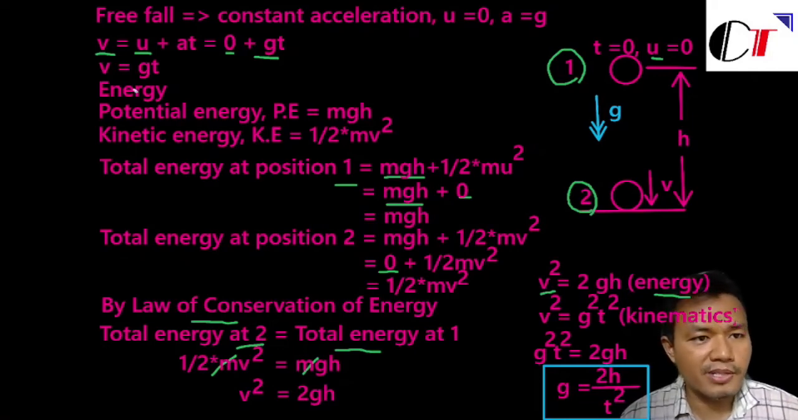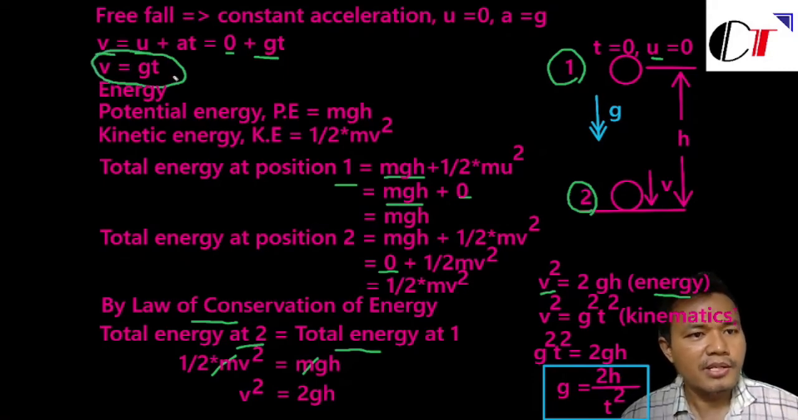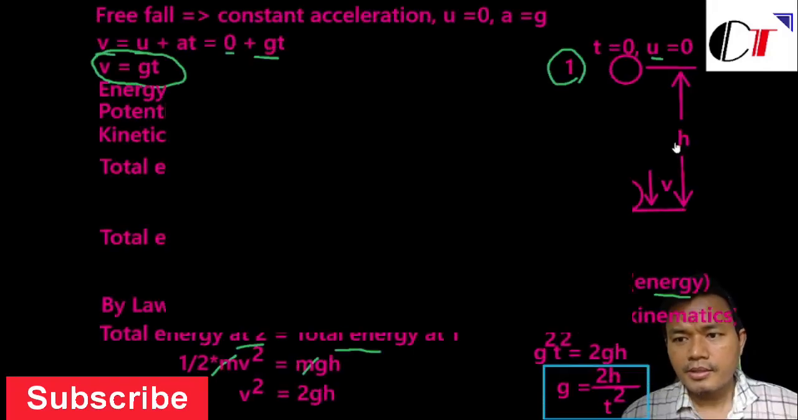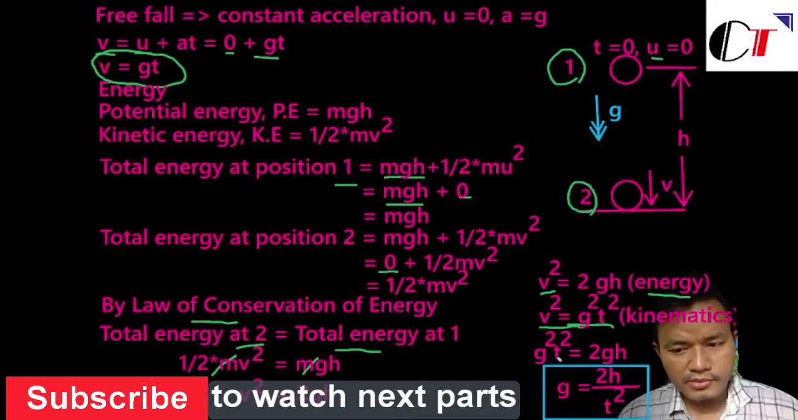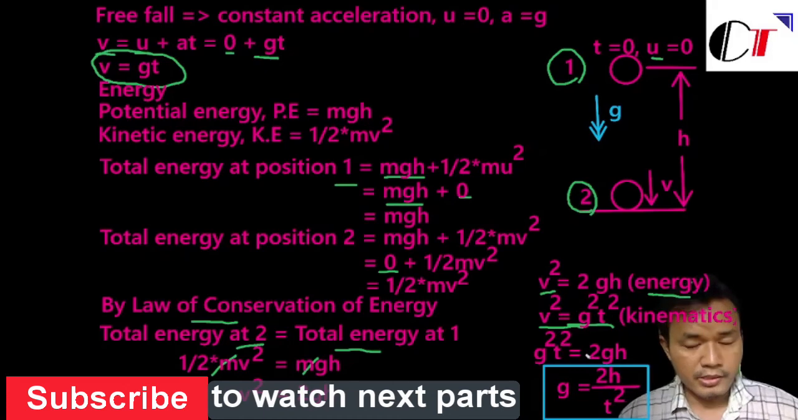But you also have the velocity information from the constant acceleration motion, which is just v equals gt. So v squared will be just g squared t squared from the kinematics, right? So the velocity squared from the kinematics is just g squared times t squared, and from the energy point of view, v squared is just 2gh. So we can equate the two of them. So g squared t squared equals 2gh.